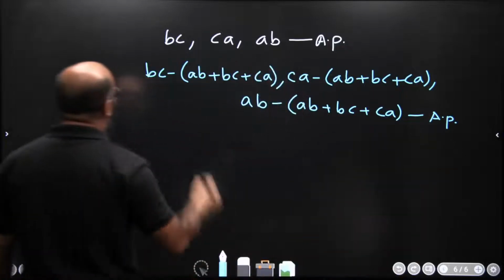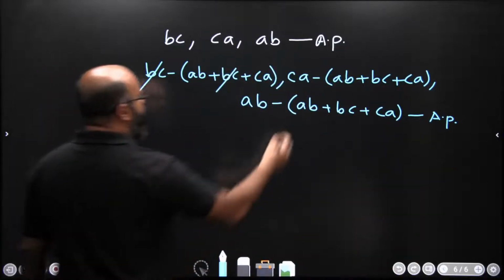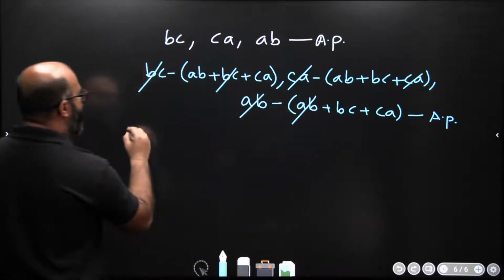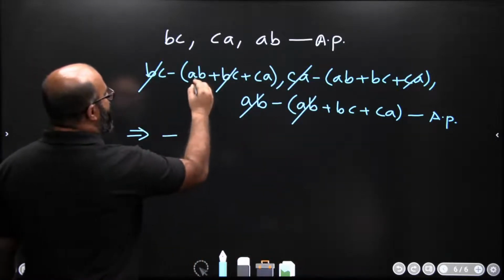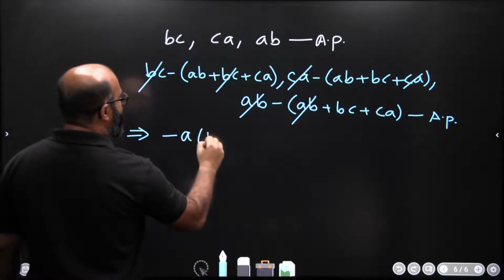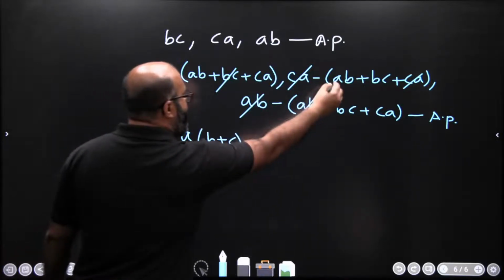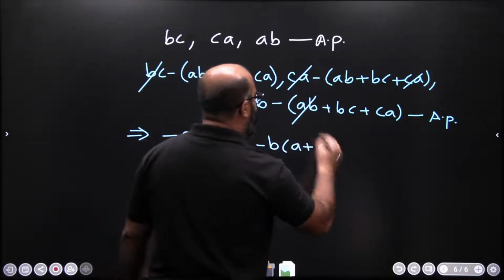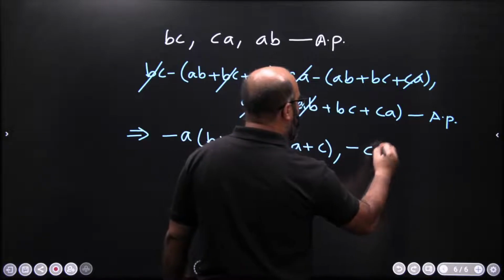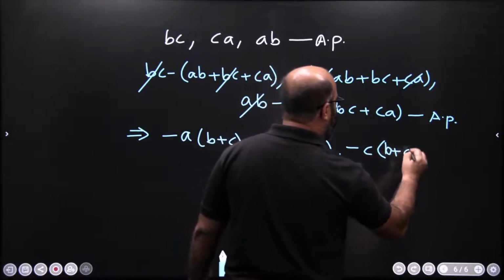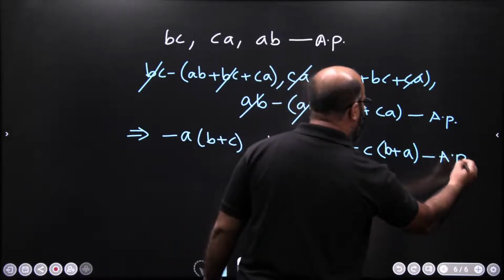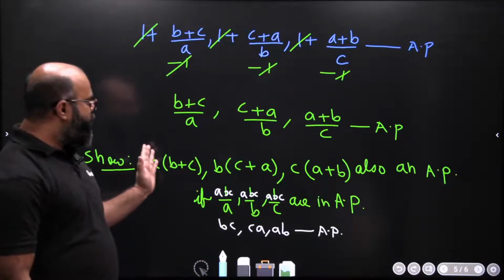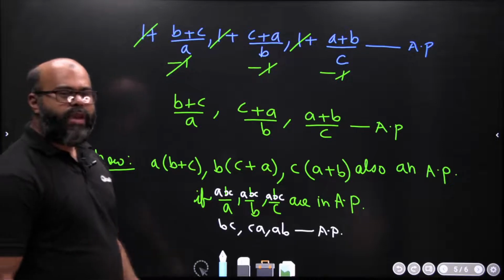Now if we see here, BC and BC will cancel, CA and minus CA will cancel, and AB and minus AB will cancel. So what we get is minus A into B plus C, and there we get a common B, the minus sign, A plus C, and here we get a minus sign and C common, B plus A. So this is an AP. Have we got the result? Let us see once again. So here there was no minus sign: AB plus C, BC plus A, CA plus B. So we have almost got the result.